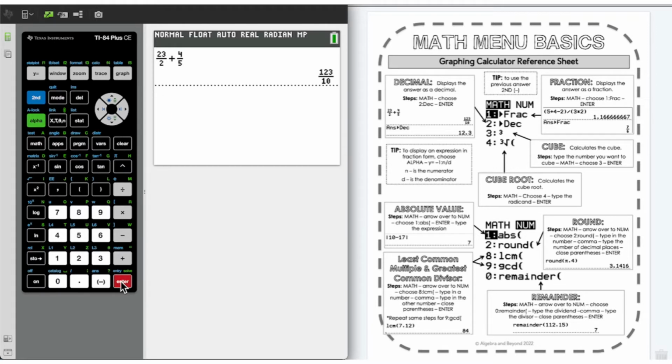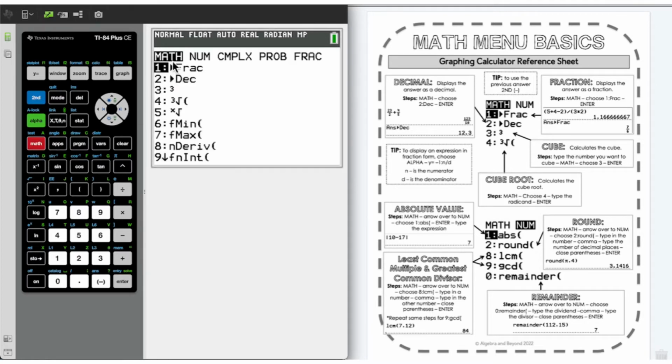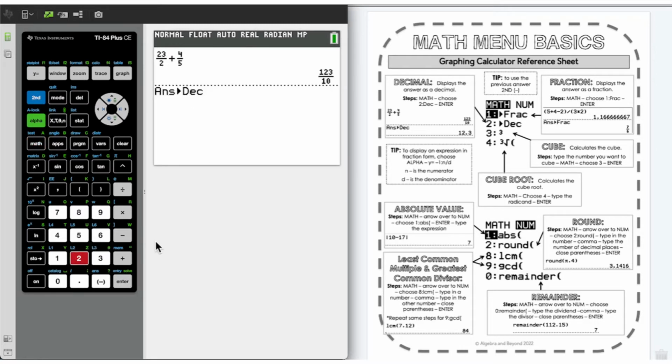Now, if a student would like to change this to decimal form, they can go back to the math menu, and we're going to mainly discuss in these first few the math option. So in this one, we can click on number 2 or choose 2, and it will take the previous answer, enter, and it will give us the decimal form. Just like we did it this way, we can also do the opposite, where we enter in an expression. So for example, we're going to enter this expression in. So 5 plus 4 minus 2 divided by 3 times 2.